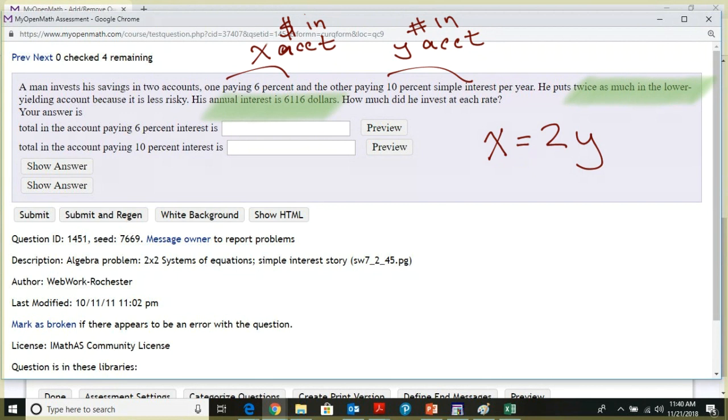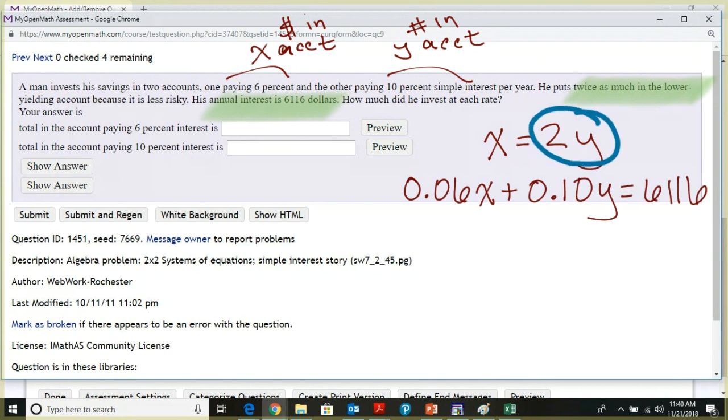So he gets 6% of whatever he put into that account. He gets 10% of whatever he put into this account. And if you add those together, it should be $6,116. So see, I have two equations, two unknowns. So I am going to use substitution here.